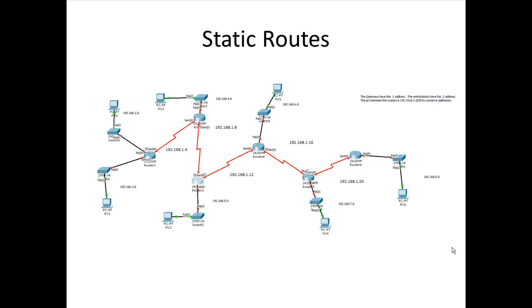Hello. Welcome to the look at static routes. Static routes are the ones that we tell the router how to get to the next network, and we're going to networks, the 2.0, the 4.0, the 3.0, not to IP addresses. In this topology here, there are a number of ways that we could do that.